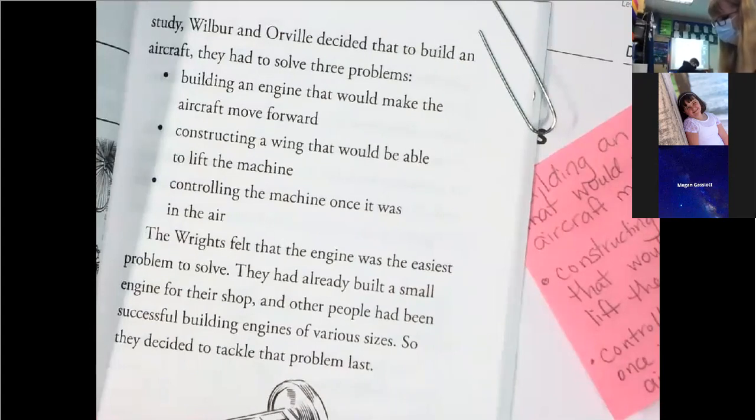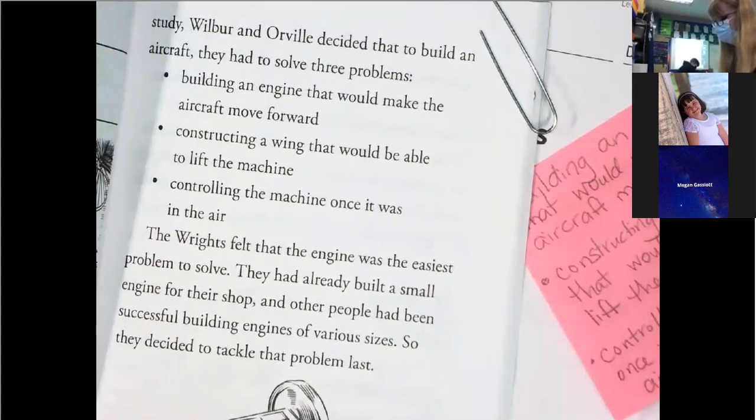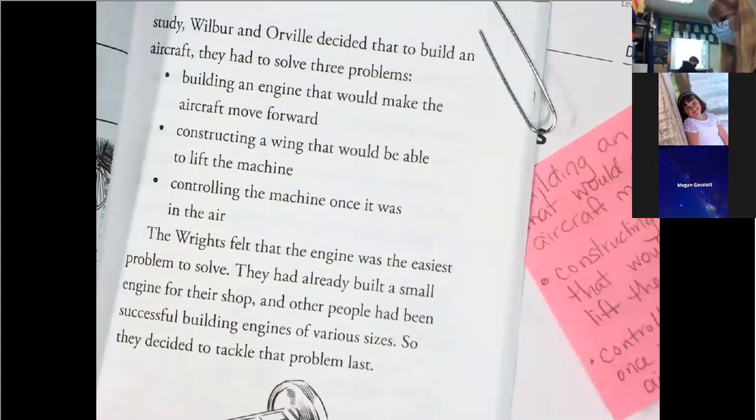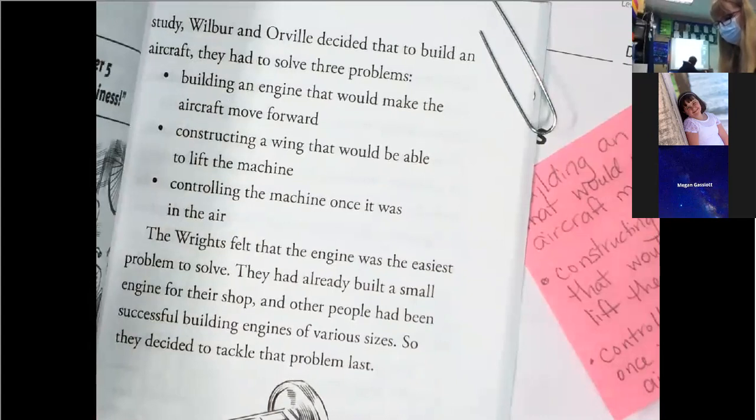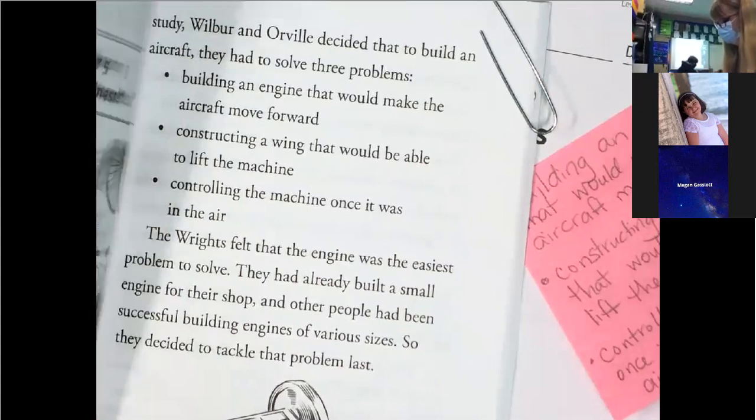And then let me keep reading right here. The Wrights felt that the engine was the easiest problem to solve. They had already built a small engine for their shop, and other people had been successful building engines of various sizes. So they decided to tackle that problem last. So right there, it says what is possible. They're saying they're going to tackle the engine last. So they're talking about their plan, aren't they?